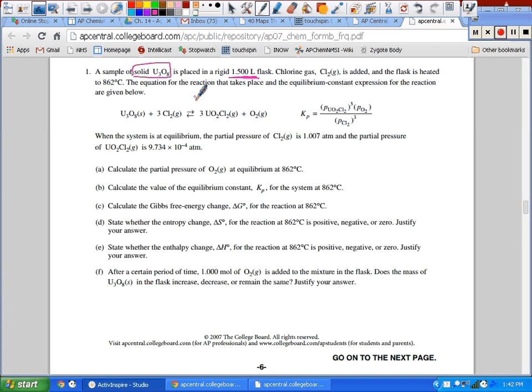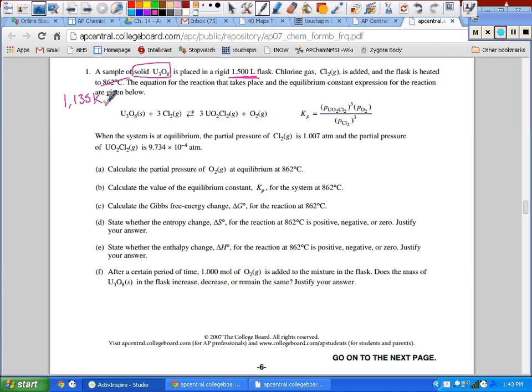Chlorine gas is added to the flask and is heated to 862 degrees Celsius. Now, first and foremost, I don't like Celsius. I'm going to change that. Somebody add 273 to that, please. 1,135 Kelvin. Okay, we may not even need it, but hey, let's go ahead and look at it that way.